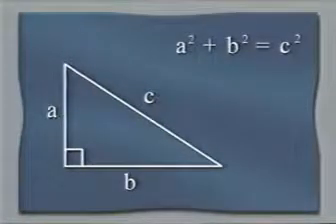The Pythagorean theorem states that the sum of the squares of the two legs of a right triangle is equal to the square of the hypotenuse. a squared plus b squared equals c squared. We've all seen that in school.